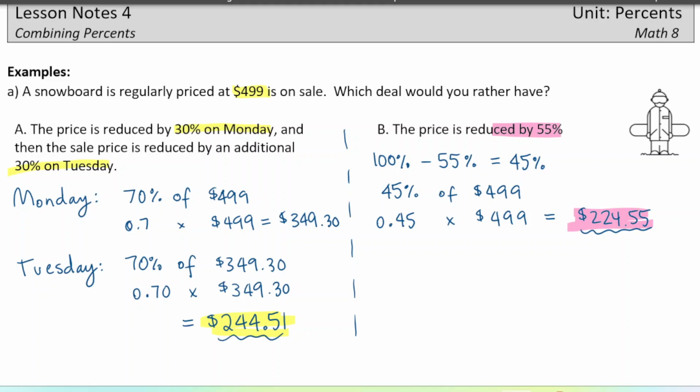So if we compare the final answers, even though they're pretty close, I would actually rather have option B. Option B is better, even though it looks like option A might be better when you first look at this question, because the two percentages were coming off of different numbers.